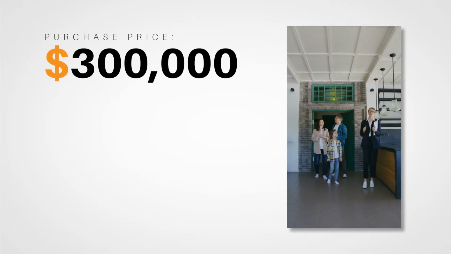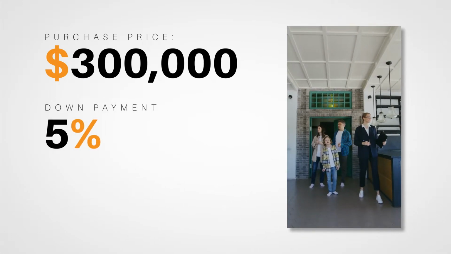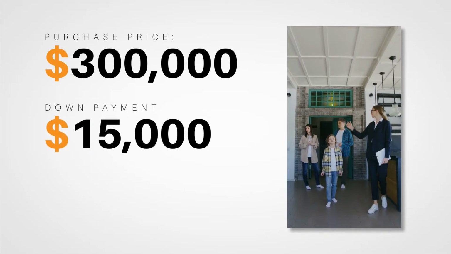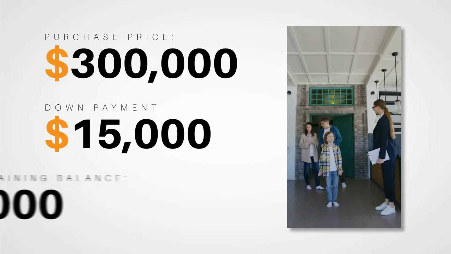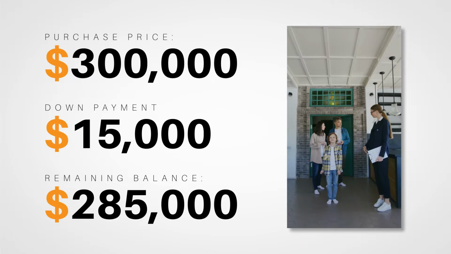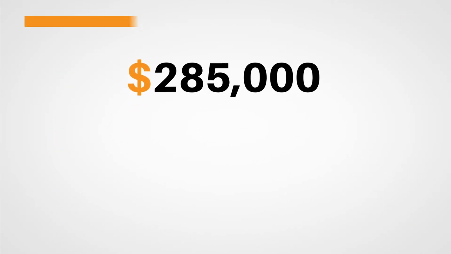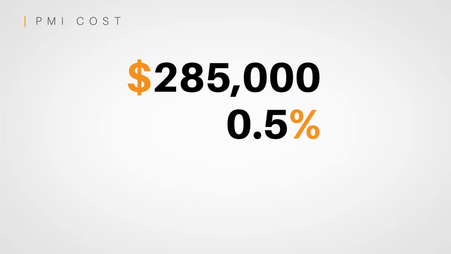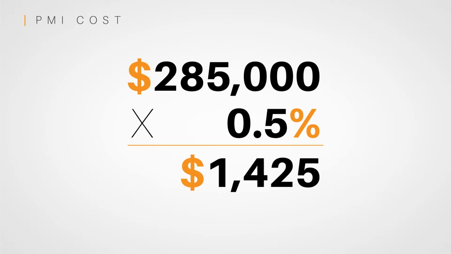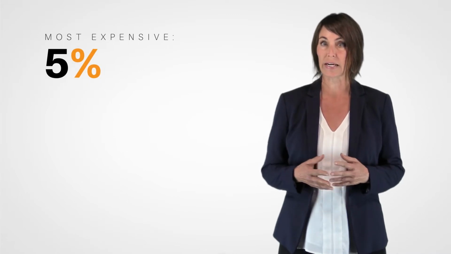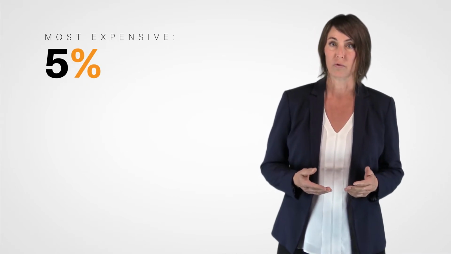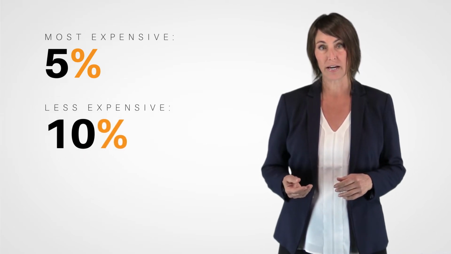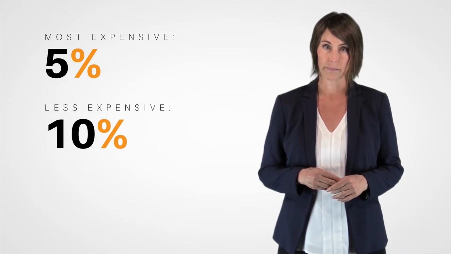For example, if a couple purchased a home for $300,000 and they only put 5% down, they would have made a down payment of $15,000 and their remaining principal balance would be $285,000. This would mean the cost of their private mortgage insurance would be 0.5% of $285,000 or $1,425. The cost of the insurance will decrease with every 5% increase in the down payment. Therefore, the mortgage insurance is cheaper at 10% down than it is with a 5% down payment.